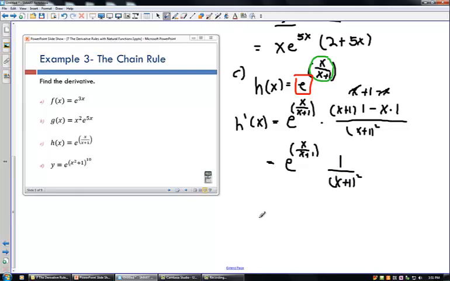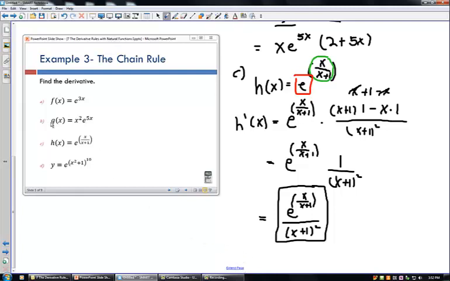And so if you like, I guess I could write this as e to the x over x plus 1. You can choose to put parentheses on the top or not. It really doesn't matter. It's clearly all on the top. Then all divided by x plus 1 quantity squared. That's probably how I write it. So that one was a chain rule with a quotient rule inside it.